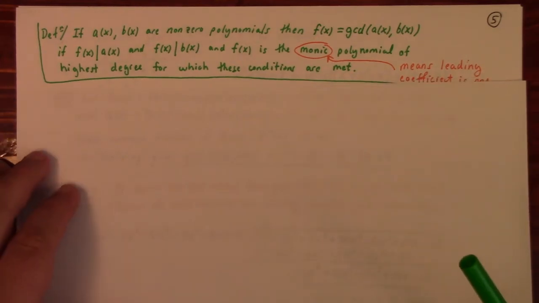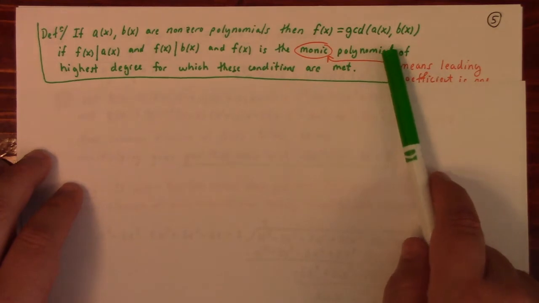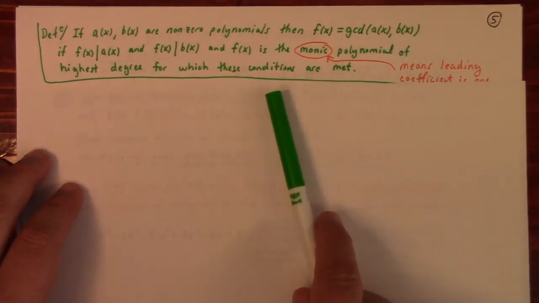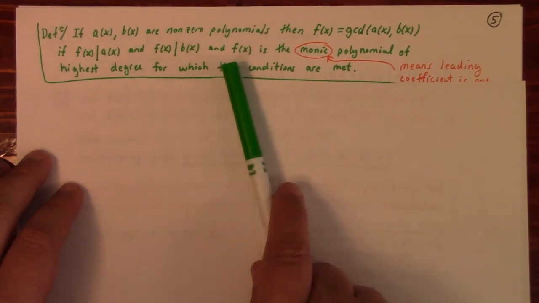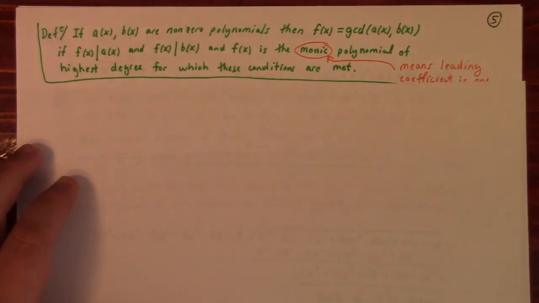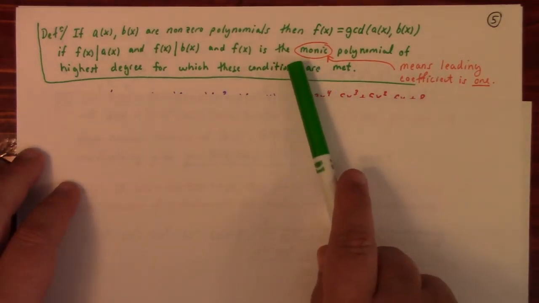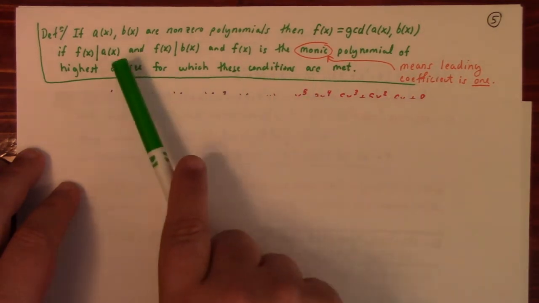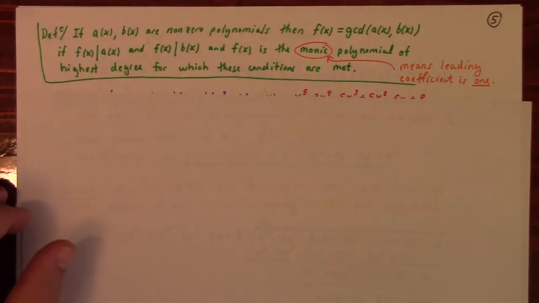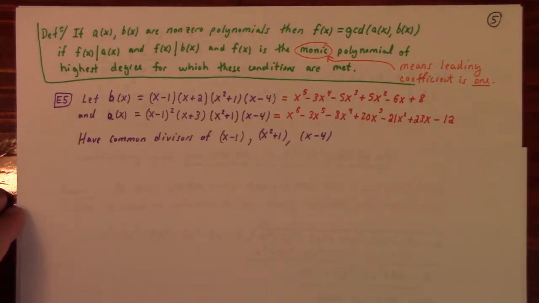All right, so definition. If we have polynomials, a of x and b of x, the greatest common divisor of a of x and b of x is a common divisor, and it has to be monic just to make it, that gives us a unique choice. Monic means the leading coefficient is 1. So it is the monic polynomial of highest degree which is a divisor of both a of x and b of x. Okay, so just like with numbers, we could use a prime factorization to figure out the GCD.